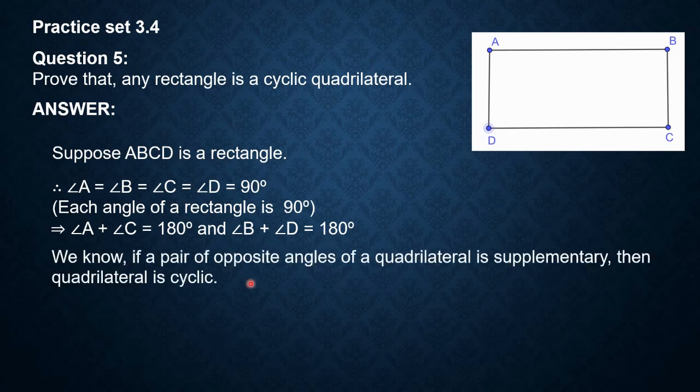Now we know the converse of the cyclic quadrilateral theorem. It states that if a pair of opposite angles of a quadrilateral is supplementary, then the quadrilateral is cyclic. For the converse of the cyclic quadrilateral theorem and its proof, kindly refer to the previous modules. As we have proved here that the opposite angles are supplementary, by the converse we can directly state that the rectangle ABCD is a cyclic quadrilateral.